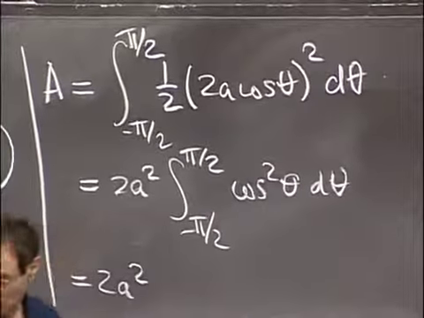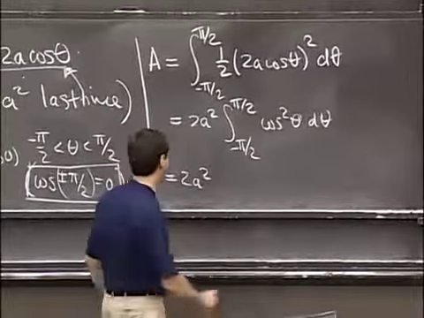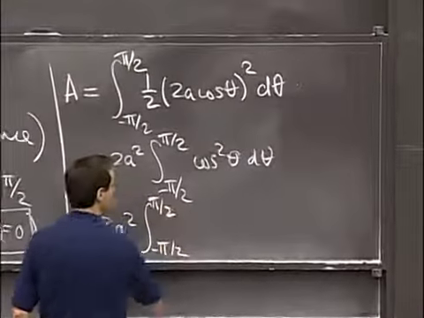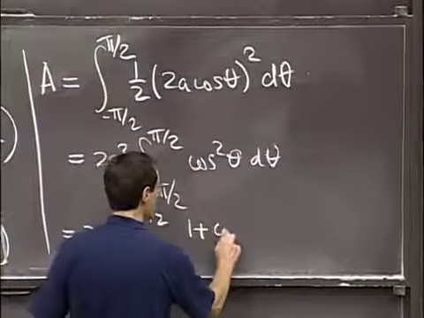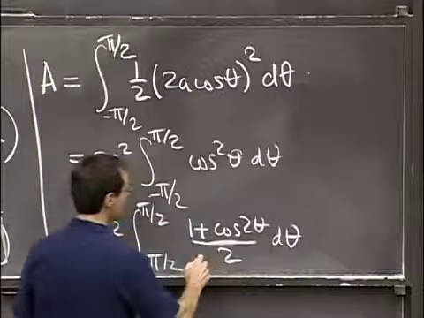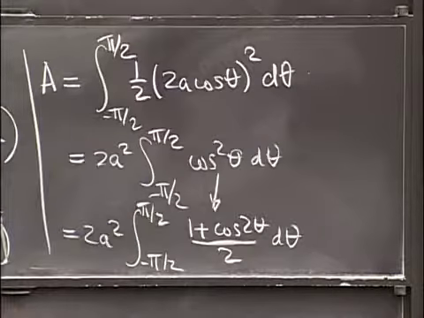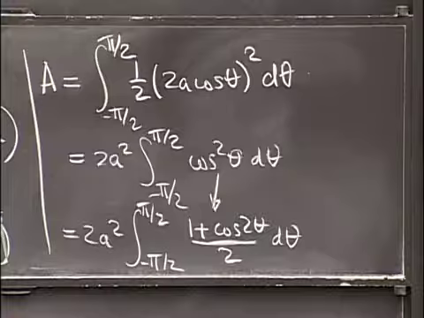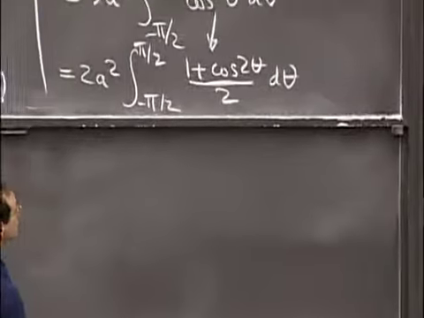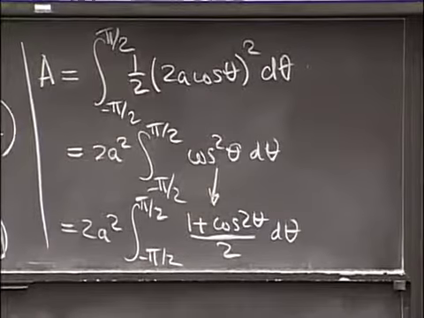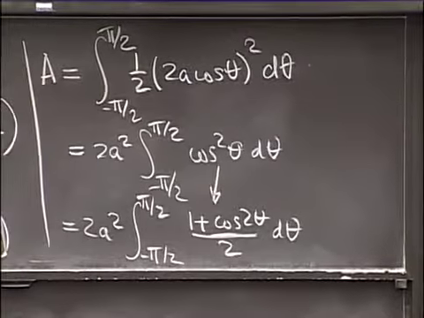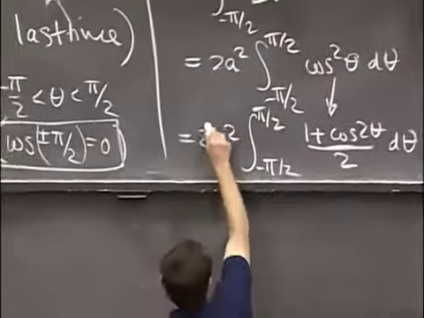So for example, there's a formula, and this will be on the exam too. The correct formula to use here is that cosine squared theta is (1 plus cosine 2 theta) divided by 2. That's the substitution that you use for the cosine squared in order to integrate it. That serves as a little review of trig integrals. And now this integral is easy.